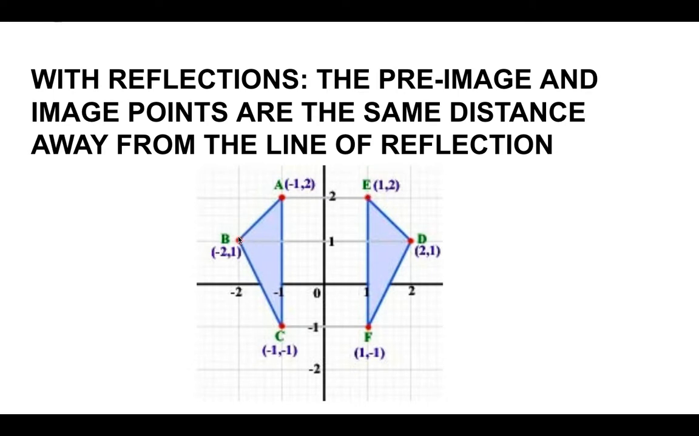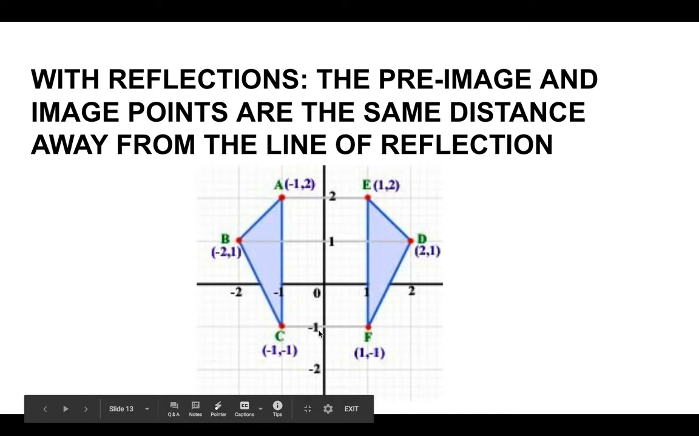And then let's look at point B. To get from point B to that line, that axis of reflection, it's 1, 2 spaces that I'm moving. And then the same thing can be said from point D. 1, 2 spaces that I'm moving. And then lastly, point C, 1 space that I'm moving. Same can be said for point F, 1 space that I'm moving.